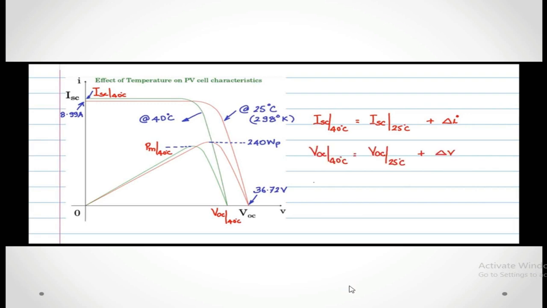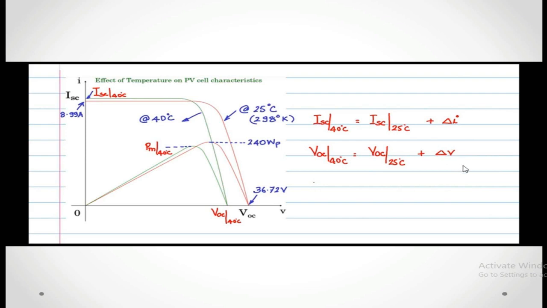Similarly, VOC at 40 degrees centigrade equals VOC plus delta V. Okay, here delta V will be negative because VOC at 40 degrees centigrade is less compared to VOC at 25 degrees centigrade. Here you can see, this is VOC at 25 degrees centigrade and this is VOC at 40 degrees centigrade. Here the red color line is a higher value compared to the green color line. So you are going to get a lower value for VOC at 40 degrees centigrade such that delta V will be negative, and by default our temperature coefficient of VOC is negative, so you will get delta V as negative. We are going to see that later.